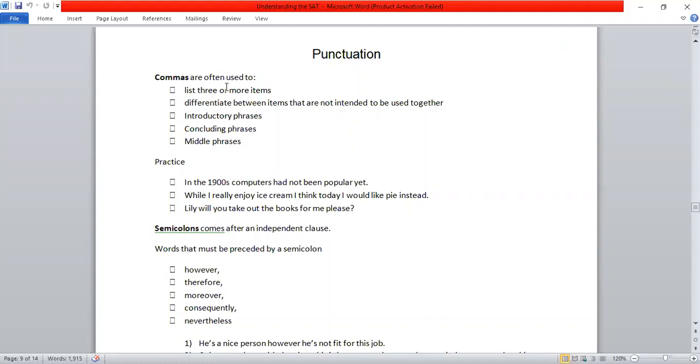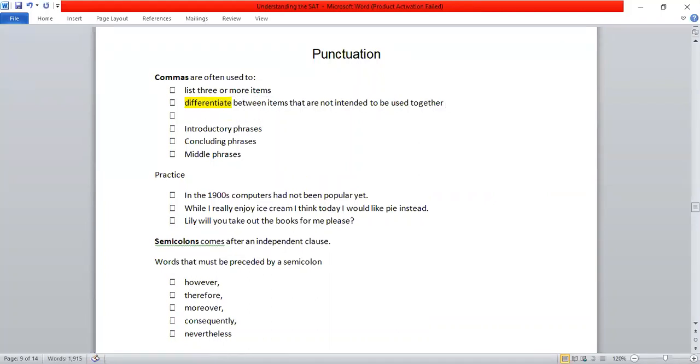When we list items, we of course use commas. We've seen that A, comma B, comma C. So if we have a number of items. Differentiate between items that are not intended to be used together. Now, this is something that not a lot of people are familiar with. Let me tell you what I really mean here. When I say differentiate, what I'm really trying to tell here is something like, if you say A, comma, B, comma, C, three things, all of them are different. You just put in commas and then the last one goes with and D, right?